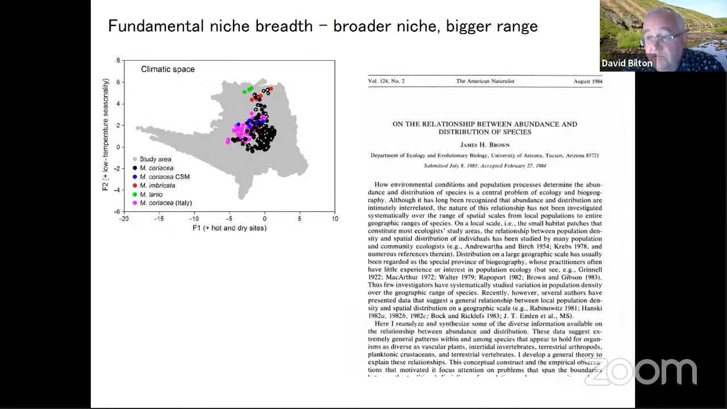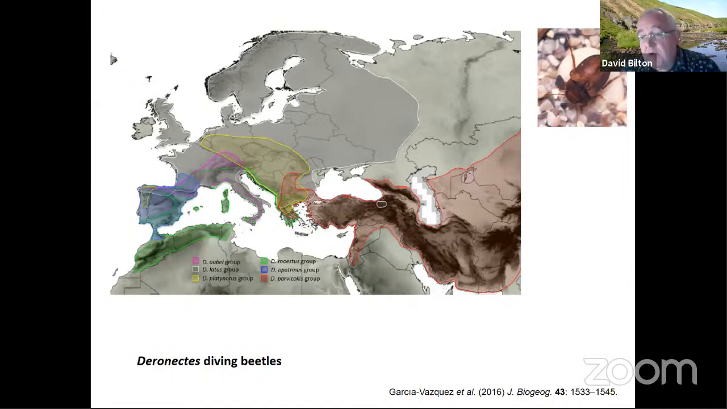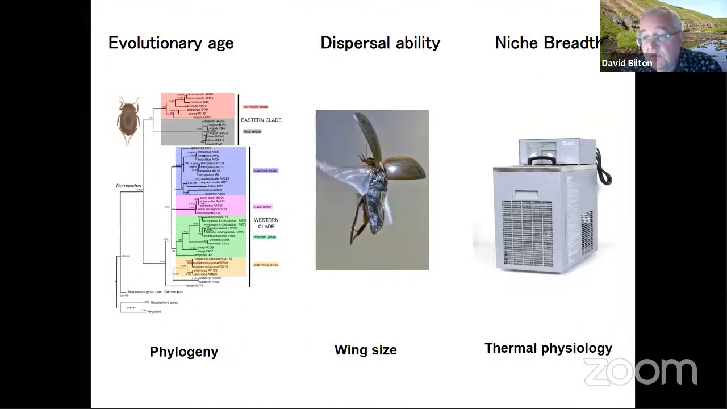So what we tried to do with these Derenactes is, rather than just compare one rare and one common species, and rather than just look at one of these drivers like evolutionary age or relative wing size or some measure of niche breadth, we tried to encompass all of these different drivers in a single study to look at their relative importance.